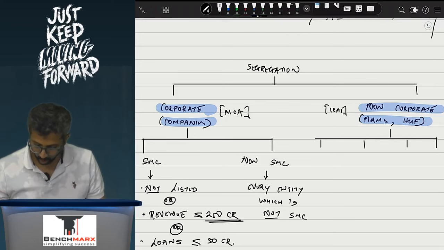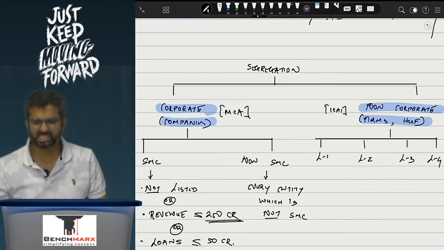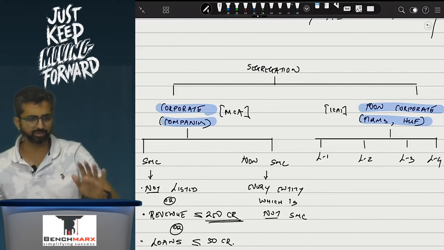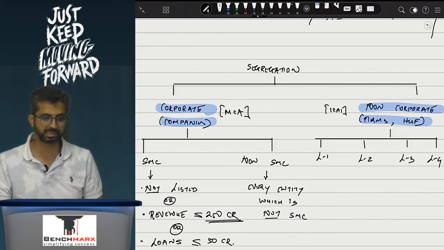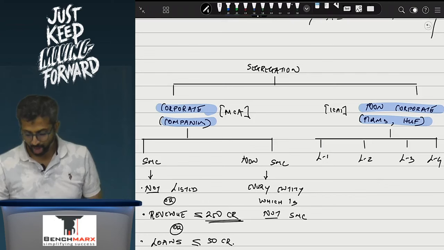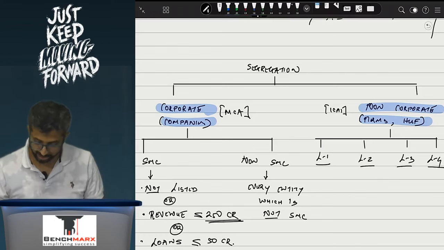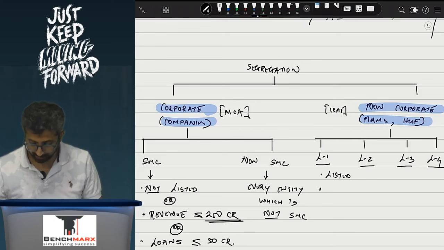There is level 1, 2, 3 and 4. This is classic MCQ. SMC, non-SMC, level 1, 2, 3, 4. This is classic MCQ. Again, what will be level 1 category entities? Level 1 category entities are those entities which are either listed or they have a turnover of greater than 250 crores.